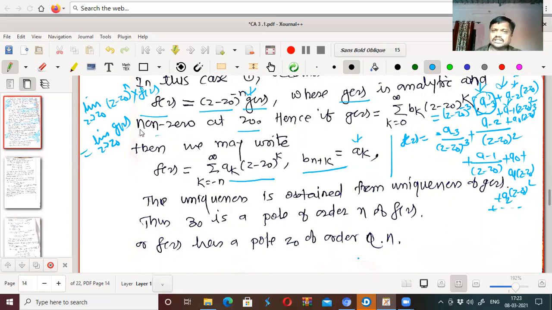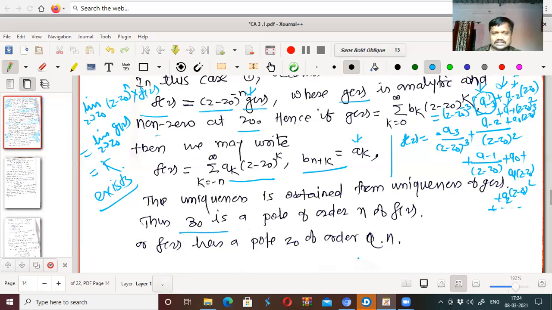So 1 by g(z), and g(z) is what? Analytic and non-zero at z0. So it is analytic as well as non-zero at z0. That means this limit exists. And we know that if any function f(z) has a singularity at z0 and the limit as z tends to z0 of (z minus z0) to the power n into f(z) exists and is non-zero, then we say that f(z) has a pole of order n at z equal to z0. So we get that. So it has a pole.